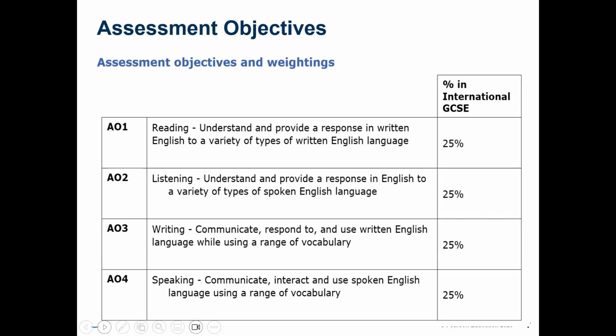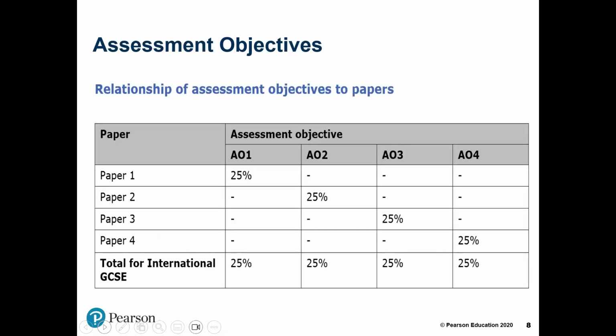And speaking is about communication, interaction, and the use of spoken language. So no real surprises there, but those assessment objectives are, if you like, a definition of what each part of the assessment is testing. And as we can see on this slide here, each paper has an assessment objective, so each paper is worth 25% and each assessment objective is worth 25%.